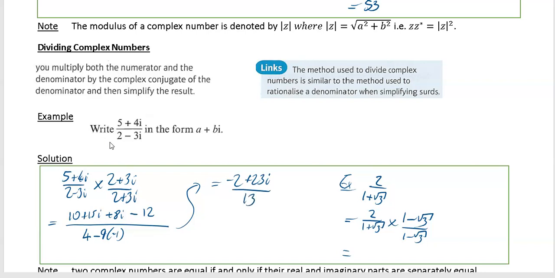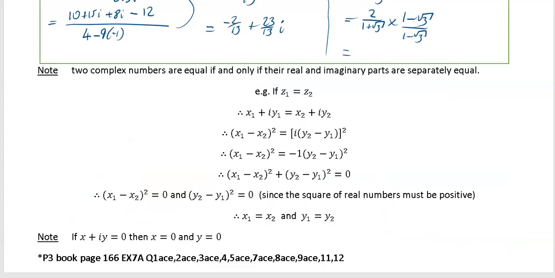And that's it done. So technically they wanted us to have it in the form a + bi. So it's going to be minus 2 over 13, plus 23 over 13 i. And that's it.